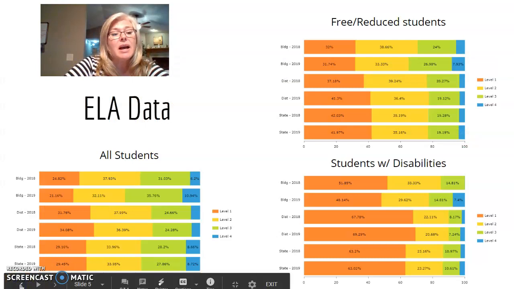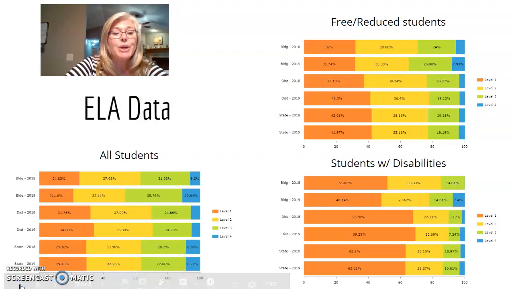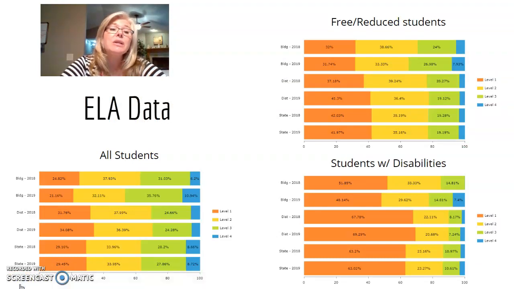English Language Arts, again, 2018-19 is pretty close for all students. Free and reduced is dramatically higher in level 1, almost 32% in 2019. Look at our reading with students with disabilities, 50%, 48%, compared to state and district. Friends, we've got to figure out what we are going to do for these babies who have struggles. How can we help them be successful? And of course, not just on the test, but in life itself.